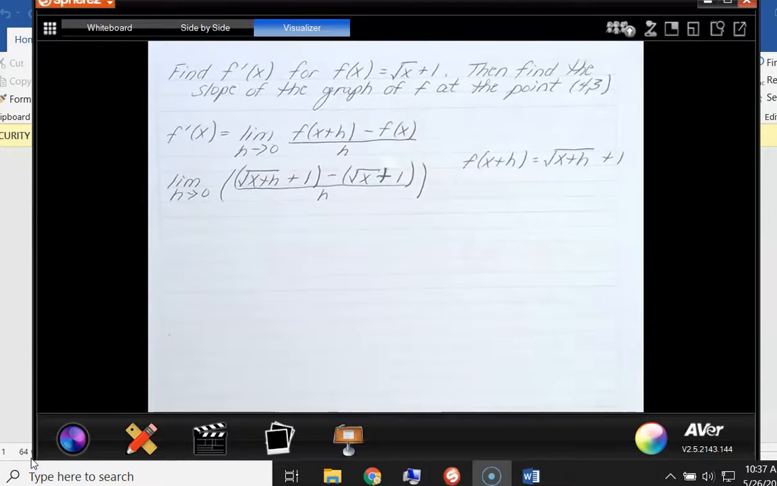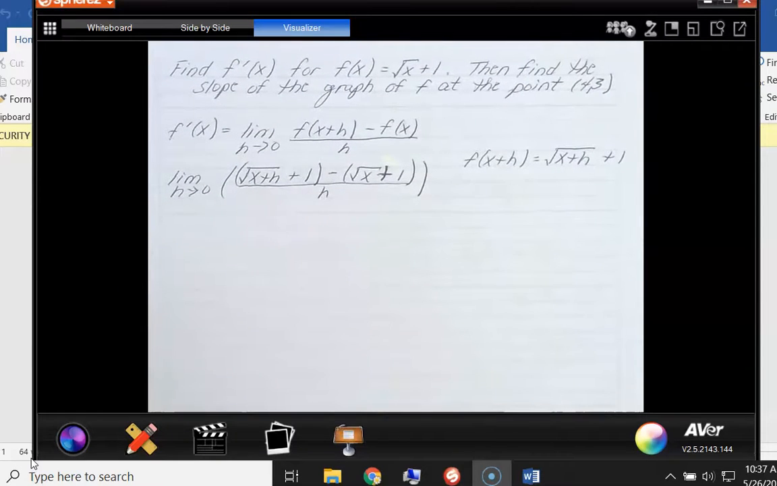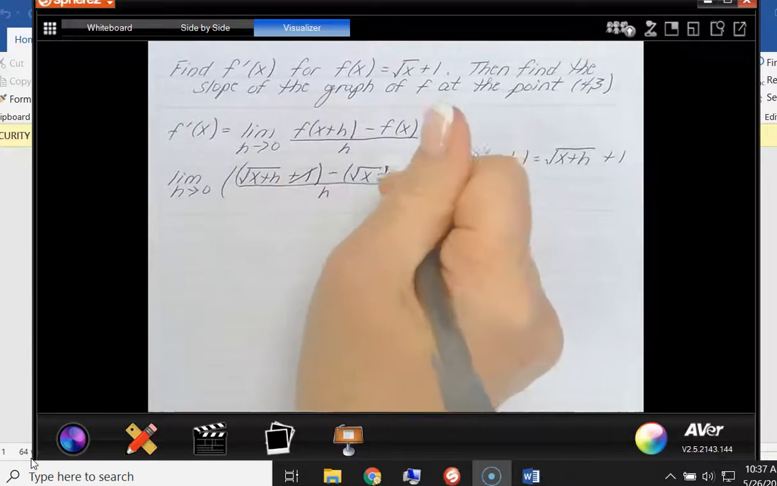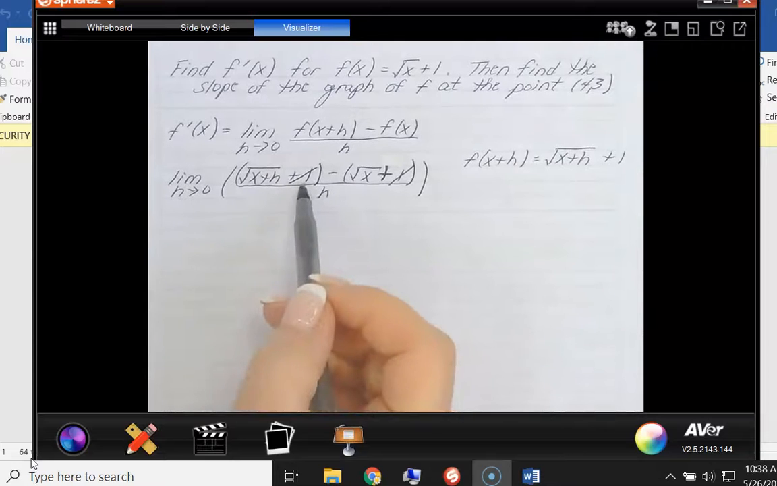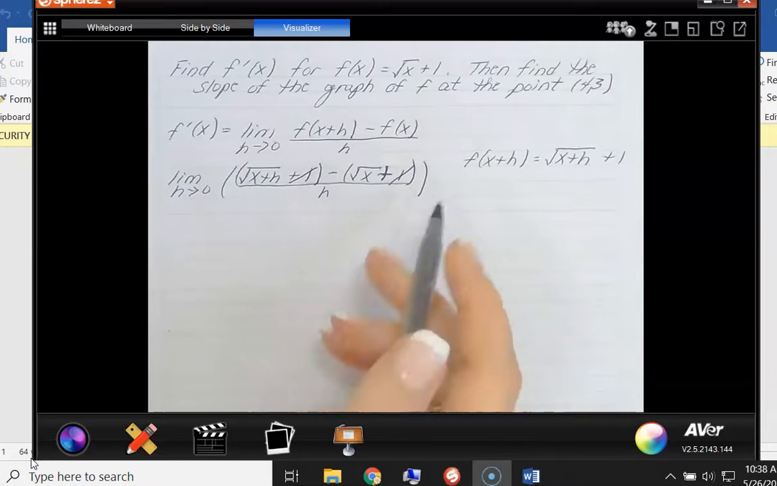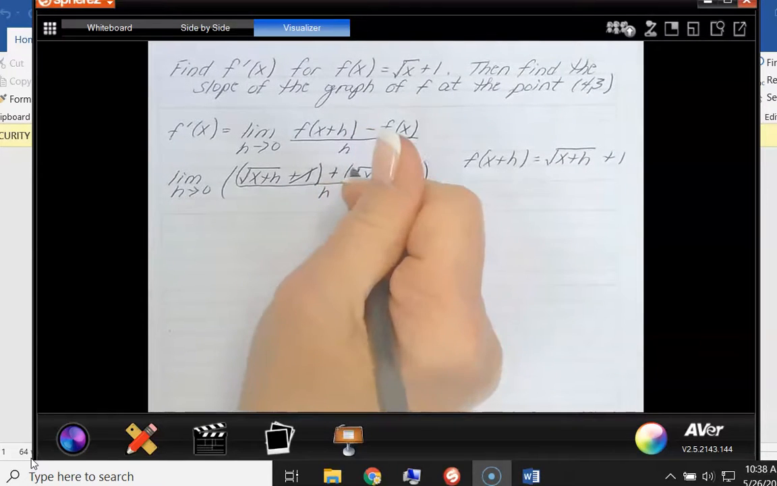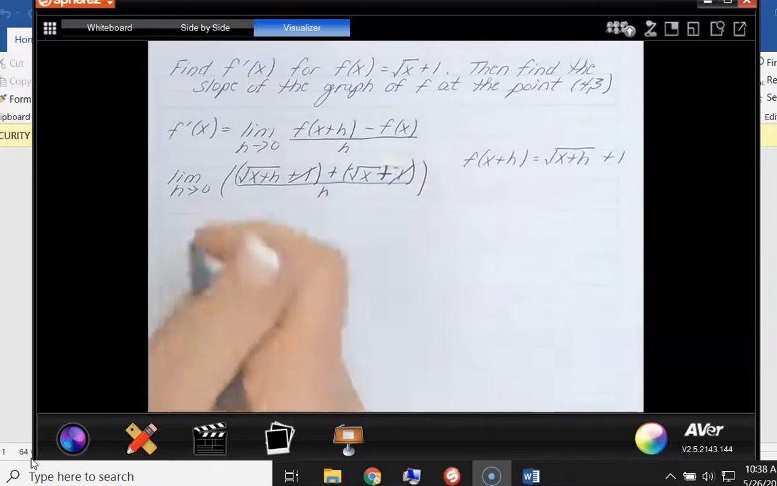Okay, because we have these square roots going on, to simplify this limit, we're probably going to need to multiply by the conjugate of the numerator. So I notice I canceled off the plus 1 and the minus 1 because this negative is being distributed here. Okay, so I'm going to write this down.